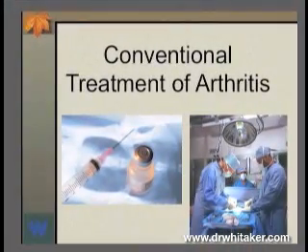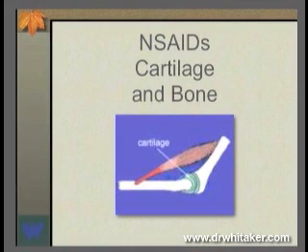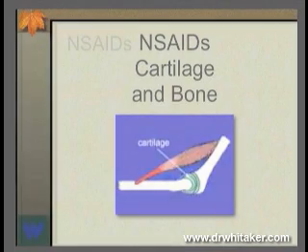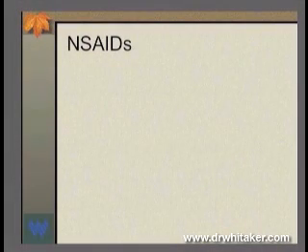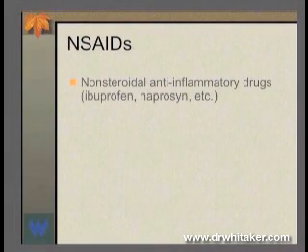Now, the conventional treatment of arthritis is primarily symptomatic. You have drugs to relieve the symptoms, and then you have surgery to replace the joints. Now, the NSAIDs are what we call non-steroidal anti-inflammatory drugs. These are basically drugs that relieve inflammation that are not steroid. These non-steroidal anti-inflammatory drugs are ibuprofen and naproxen and that class, Aleve.